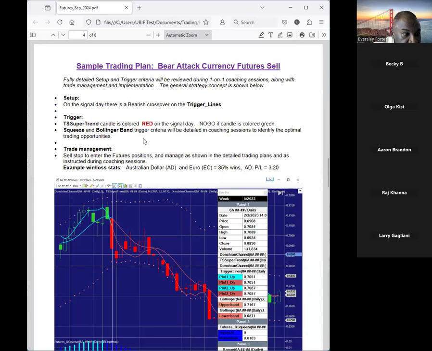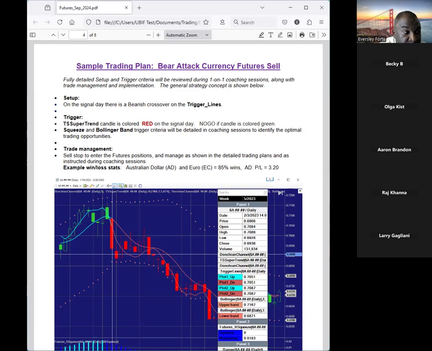So this sample trading plan is in the handout. Olga? Looking at the chart with the Bollinger Band, what have you learned about the Bollinger Band?